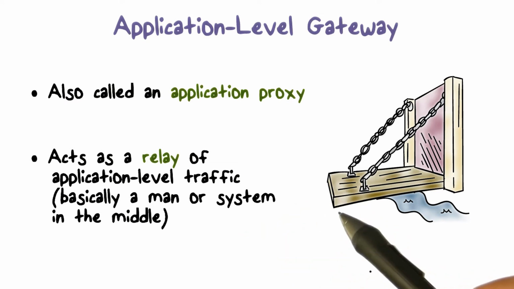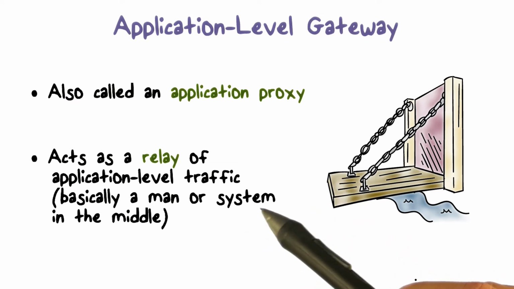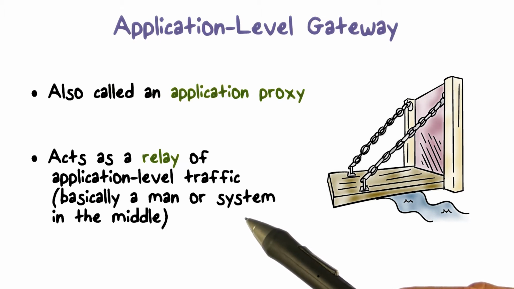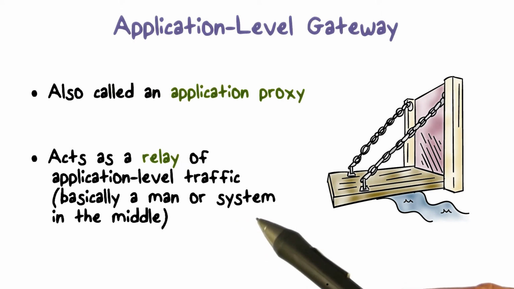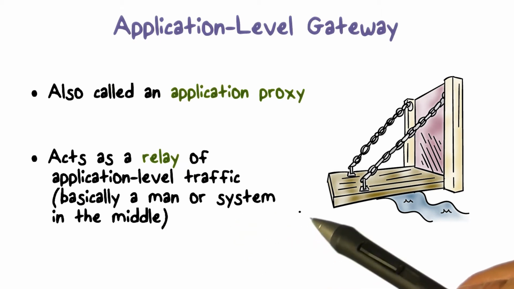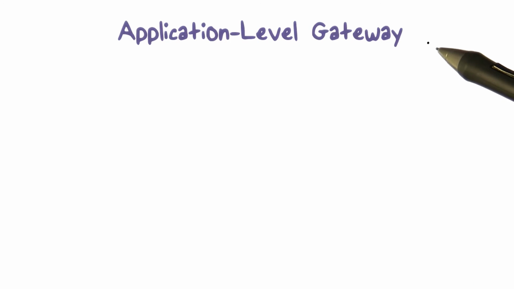That is, to the external server, this gateway acts as the client, and to the internal client, this gateway acts as the external server. For example, many organizations have a web proxy, and that is an application-level gateway. Let's discuss a typical workflow of an application-level gateway.